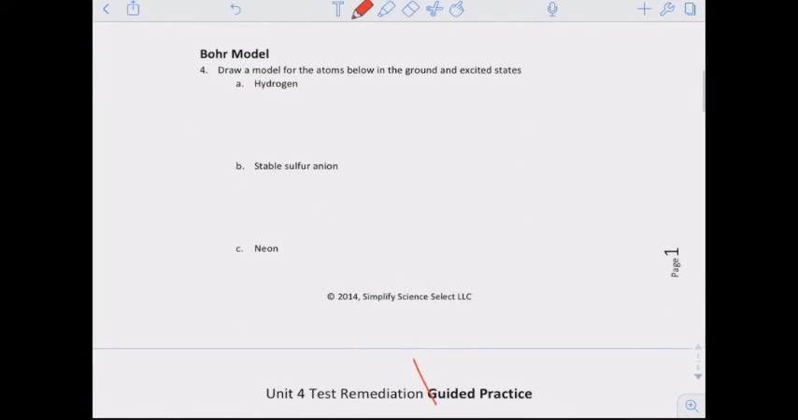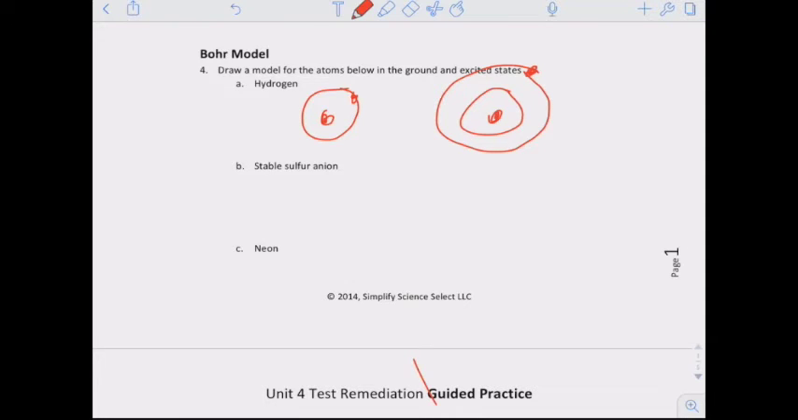Looking at number four, it says draw a model of the atom below in the ground and excited state. To do this, we can draw hydrogen. There's its nucleus, there's its first energy level, and we draw it with one electron there, and it's in its ground state. To be in the excited state, there's the nucleus, first energy level, second energy level. Draw an electron in the second energy level, and it's in the excited state.